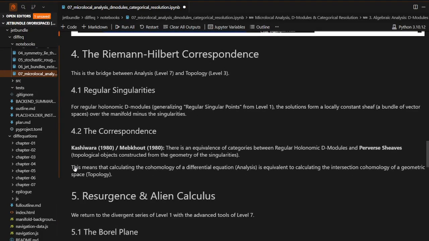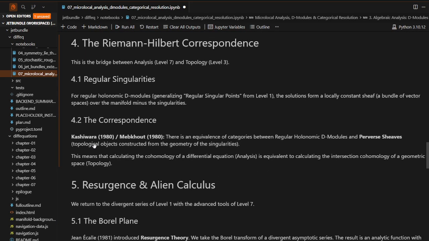So let's talk about the Riemann-Hilbert correspondence, which is really spooky. This is like a grand unification between analysis and topology. So we'll talk about regular singularities, and these are said to be locally consistent sheaves. And a sheaf is just a bundle of vector spaces over the manifold minus the singularities. That's all a sheaf is. And so regular singularities again are said to be locally consistent sheaves over a punctured space.